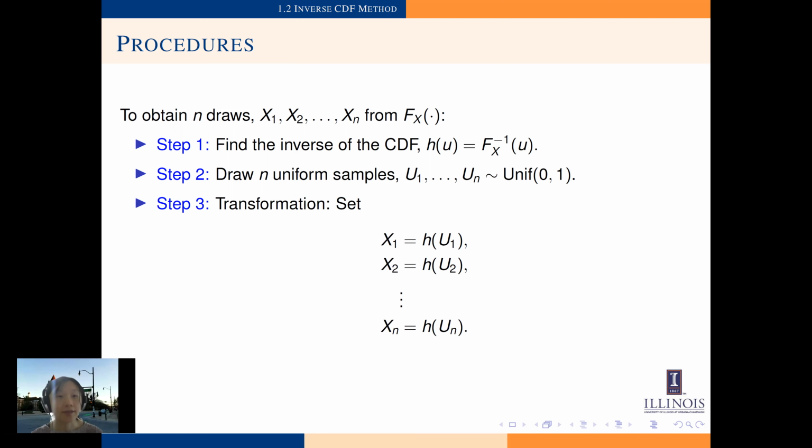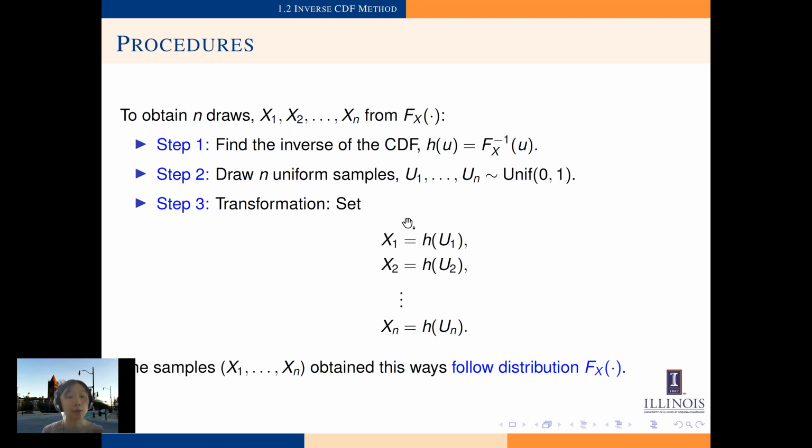Then the third step is the transformation step. Here, we want to transform each of the u's as follows. We set x1 equal to h of u1, x2 equals h of u2, etc., and xn equals h of un. And then we're done. So the samples x1 all the way up to xn that we obtained this way can be shown to follow the distribution F_X. In other words, they have the same distribution as the original X.